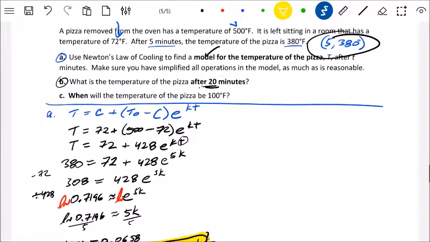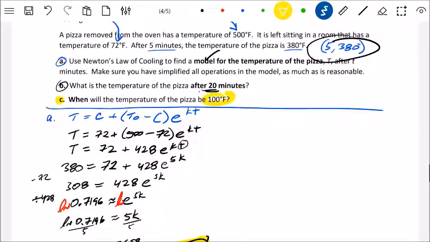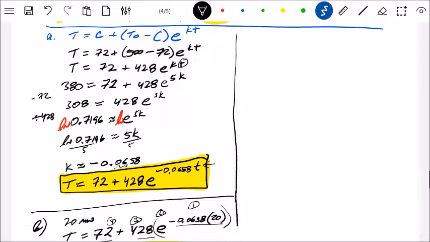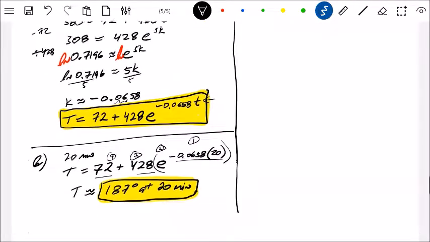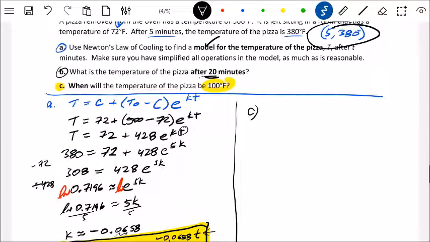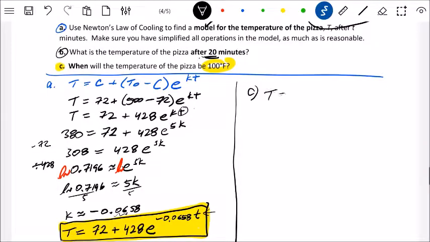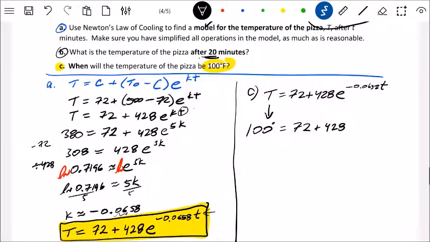Okay, and the last thing is, when will it become 100 degrees? So let's do that. We're going to use this other side, the right side, for part C, and we're going to use the same formula. T equals 72 plus 428 e to the negative 0.0658 t. This temperature is what we want. When is it 100 degrees? Actually, each of these can have degrees on them, but for calculation purposes, it doesn't affect anything for us.